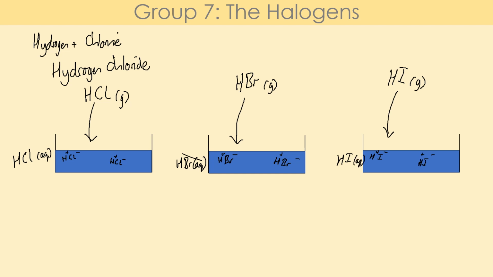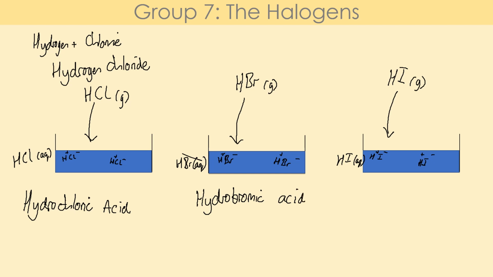Now these are no longer known as hydrogen chloride, hydrogen bromide and hydrogen iodide. They are now acids. So we have our first one here, we have hydrochloric acid. Hydrogen bromide would be hydrobromic acid. And hydrogen iodide would be hydroiodic acid. Again, notice we've changed the suffix, but we've made an acid.